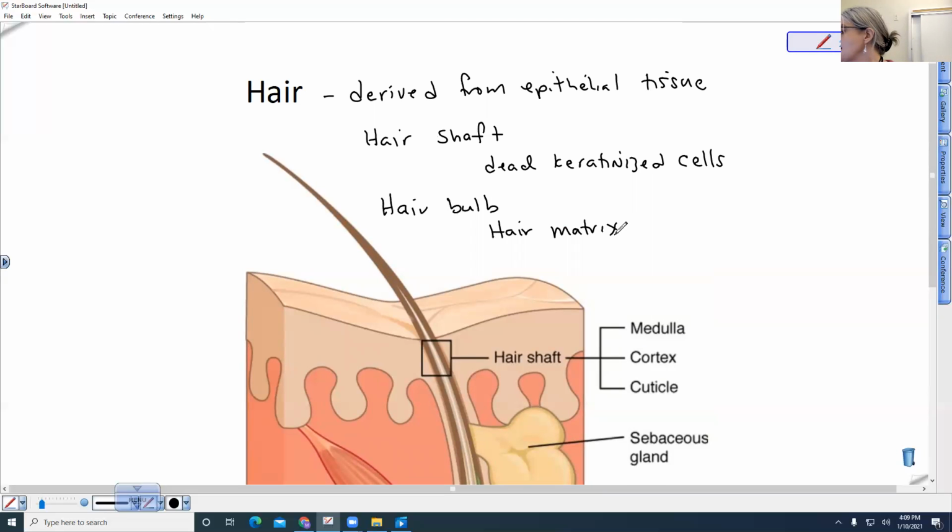And this contains cells that are live. So these are living cells that undergo mitosis. And they replace your hair. They also allow the hair to grow. And so it's very interesting because as we age, hormones, for example, could change and that hair growth decreases. And so your hair tends to fall out faster than it grows back. And so you get hair thinning.